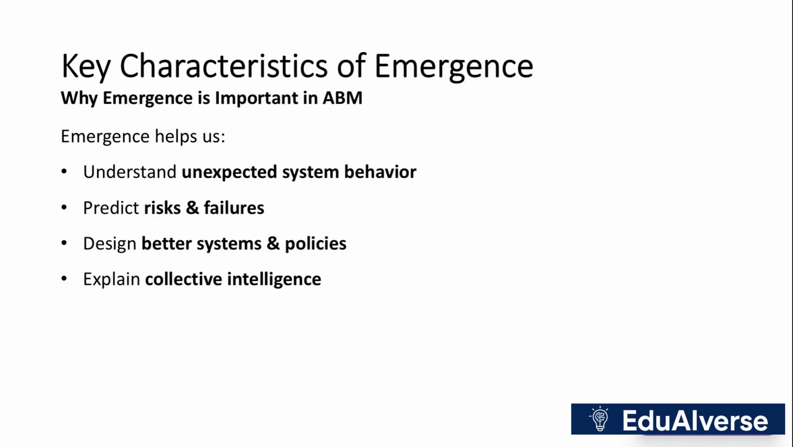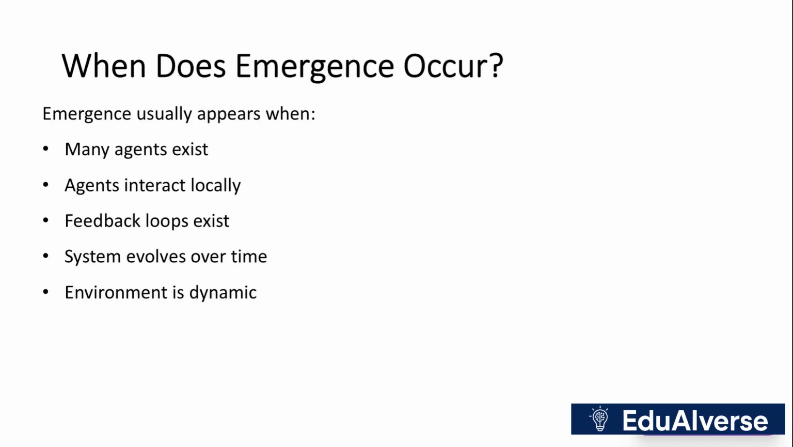Emergence helps us understand unexpected system behavior, predict risks and failures, design better systems and policies, and explain collective intelligence, highlighting its significance in agent-based modeling. Emergence appears when many agents exist, interact locally, and feedback loops are present. Systems evolve over time in dynamic environments, showcasing the conditions under which emergent behavior arises.